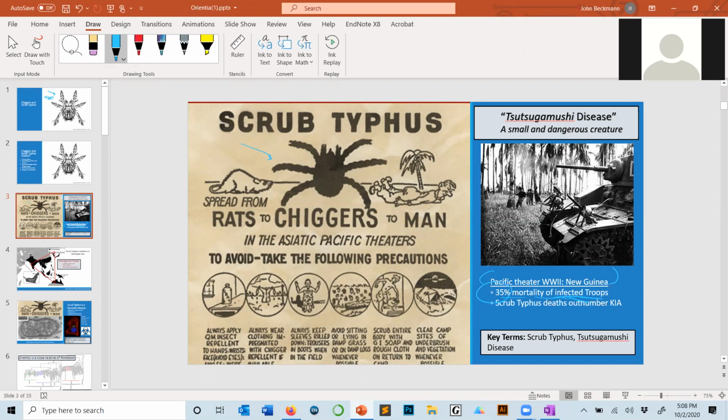I don't know if this poster dates to World War II, but it comes up when you Google scrub typhus. It's interesting to look through the techniques that they proposed. They say always apply insect repellent, always wear clothing impregnated with insect repellent. I can't remember what the chemical is, but the Army specifically impregnates their clothing with a thing that kills arthropods. Do you know, Ifan, do you know the chemical? Permethrin. It's permethrin. They put permethrin in their clothes to kill things like this that would spread diseases.